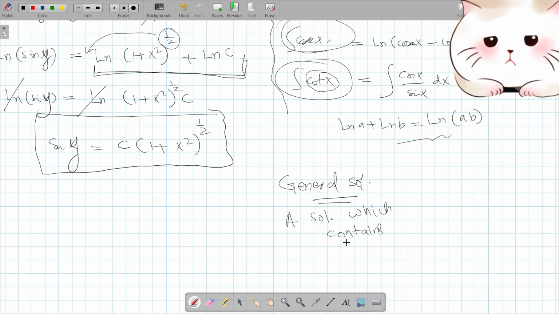So if we specify a value of c, for example, if we put c equal to 5, then that will be a particular solution for c equal to 5, right? So the general solution is not a single solution, but it is a family of solutions. For each value of c, we will have a different solution, which contains an arbitrary constant. This is the definition of general solution. So a solution which contains arbitrary constants is called a general solution.